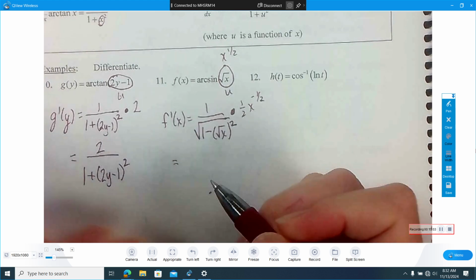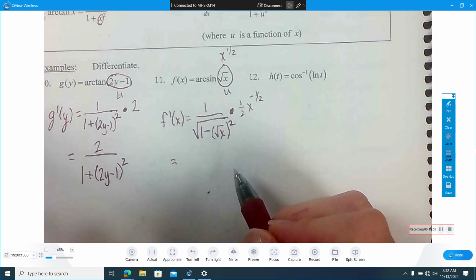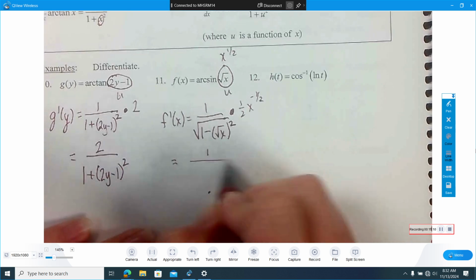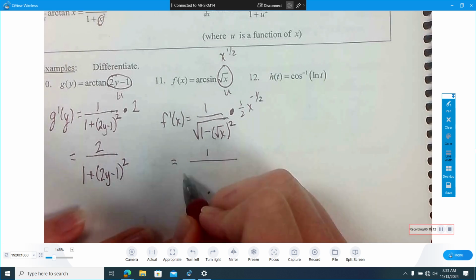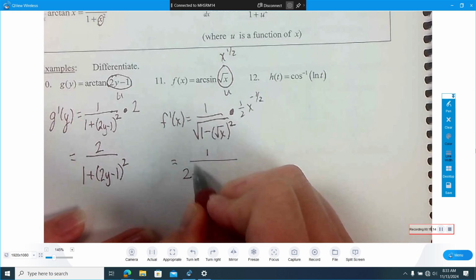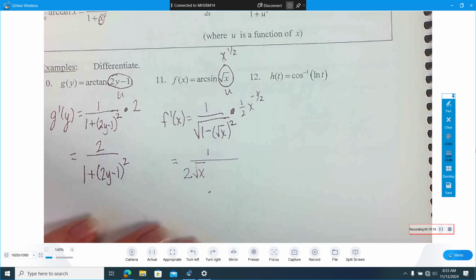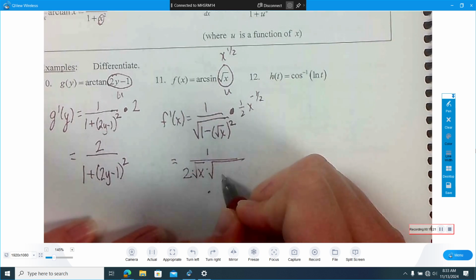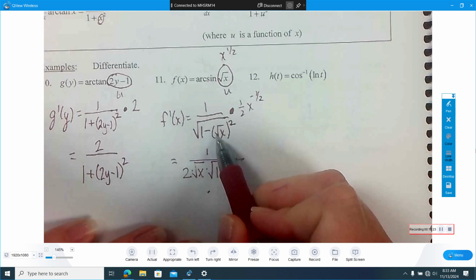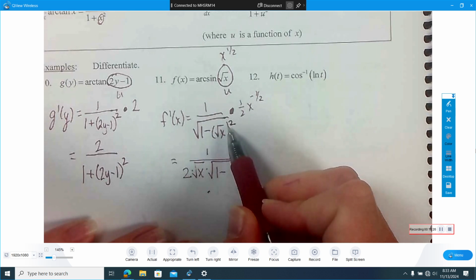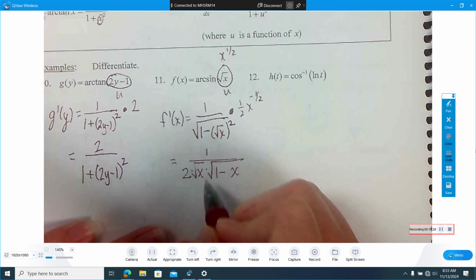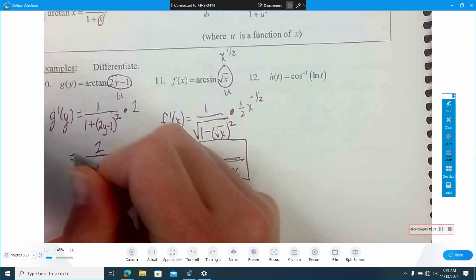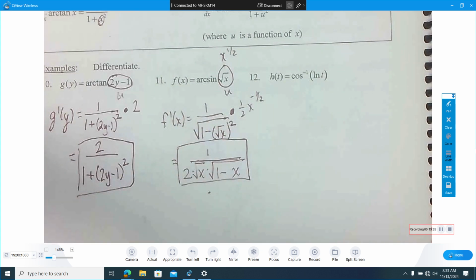So just a little bit of cleanup there. If I wanted to clean that up, the best way I think would be the 2 is in the denominator. X to the negative 1/2 is square root of x in the denominator. And then we have square root of 1 minus, what is the square root of x squared? Just x. So that's interesting. Questions on those?